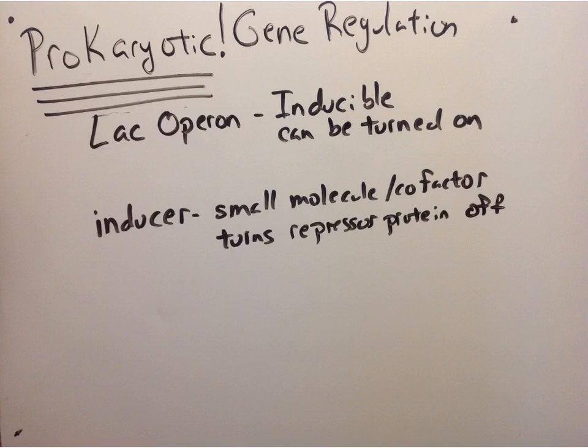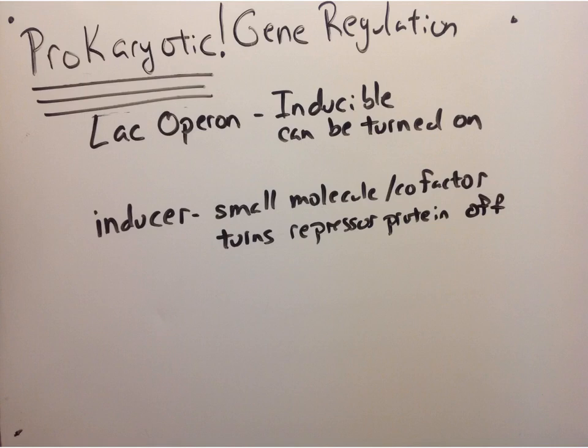Now we're going to switch and talk about a different operon. This is the lac operon. It makes the enzymes that are used to break down the disaccharide lactose. This is an example of an inducible operon. It's normally off, but it can be turned on. If there's no lactose sugar around, it would be wasteful to make the enzymes to break it down. But when lactose becomes present, this operon can be turned on.